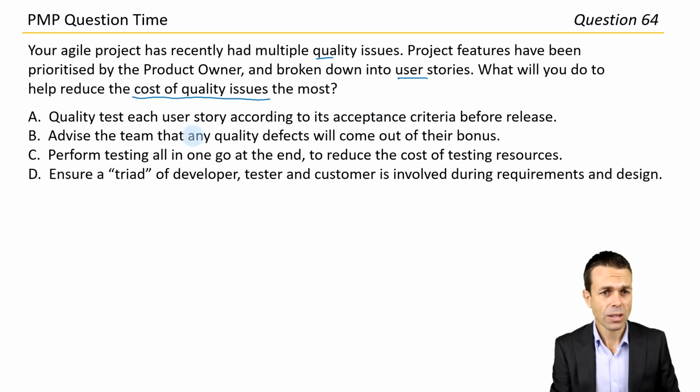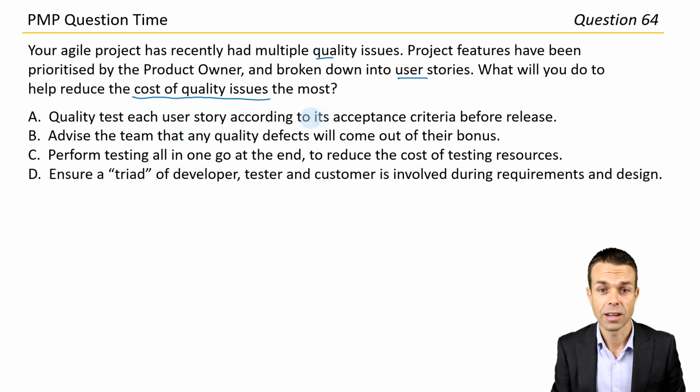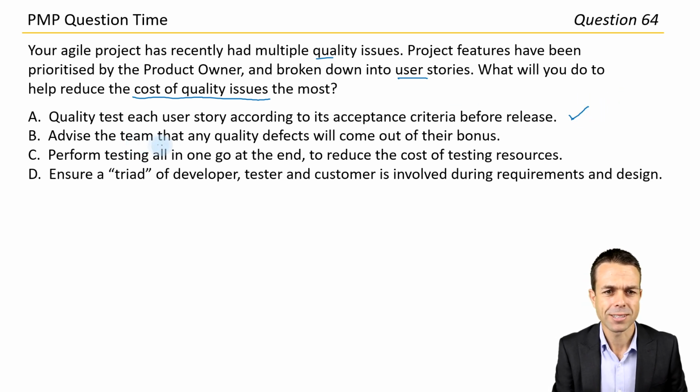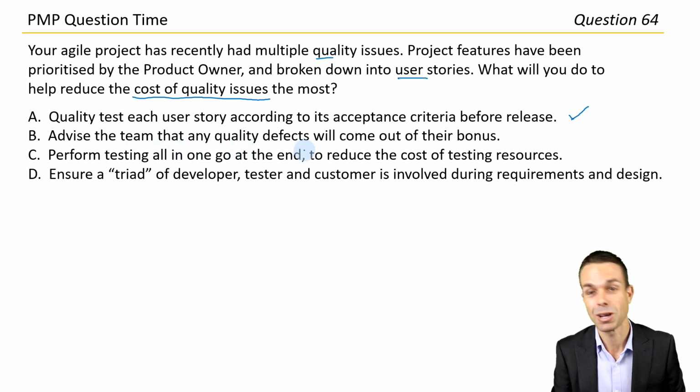Okay. Quality test each user story according to its acceptance criteria before release. I think that's pretty good. That's what we were looking at before. That's that quality testing, that appraisal costs. But I wonder if there's something better or earlier that we can do here. Let's have a think. Advise the team that any quality defects will come out of their bonus.